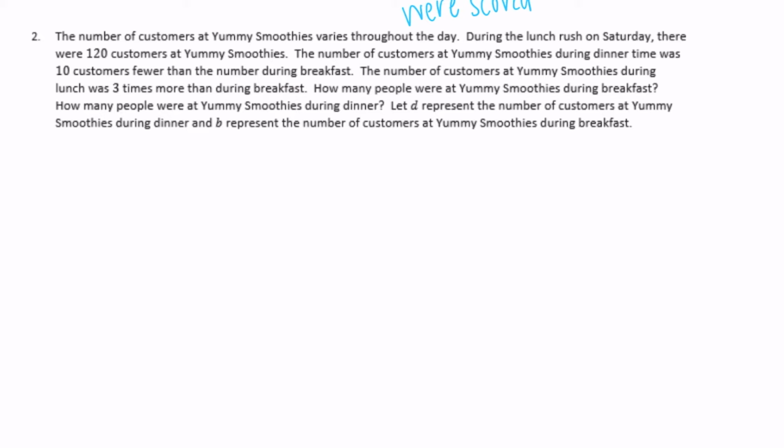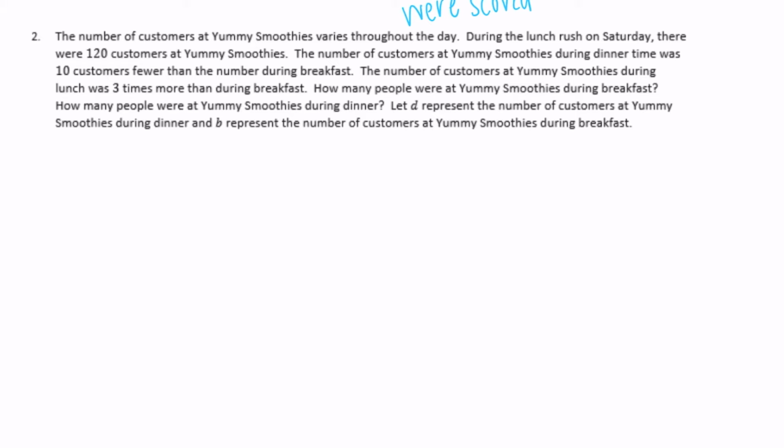Number 2. The number of customers at Yummy Smoothies varies throughout the day. During the lunch rush on Saturday, there were 120 customers at Yummy Smoothies. The number of customers at Yummy Smoothies during dinner time was 10 customers fewer than the number during breakfast. The number of customers at Yummy Smoothies during lunch was 3 times more than during breakfast. How many people were at Yummy Smoothies during breakfast? How many people were at Yummy Smoothies during dinner? Let D represent the number of customers during dinner, and B represent the number of customers during breakfast. Okay, so this is a whole paragraph of information.